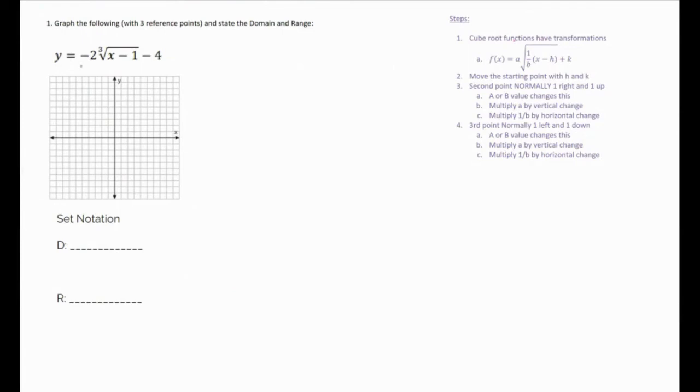Here we are asked to graph the following cube root function with 3 reference points and to state the domain and range. So I am going to use transformation form here of a cube root function.